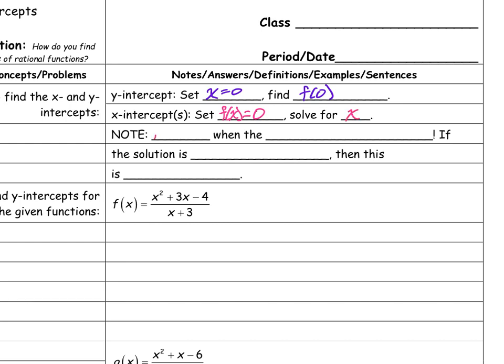So note, f of x equals 0 is when the numerator is 0. Remember, if I set the denominator equal to 0, that finds out what is not allowed in my domain. So if the solution is not in the denominator, then this is not an x-intercept.